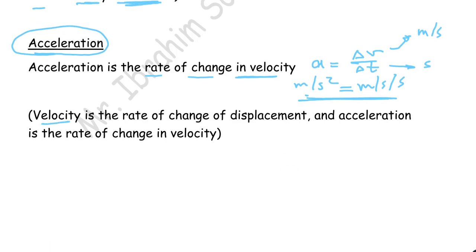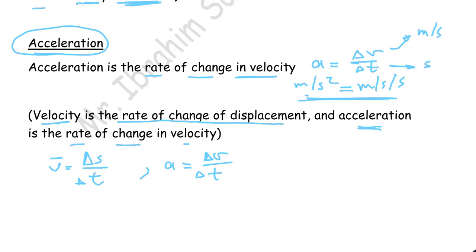As you see, velocity is the rate of change in displacement, so v equals delta s over t. But acceleration equals the rate of change in velocity, so delta v over delta t.